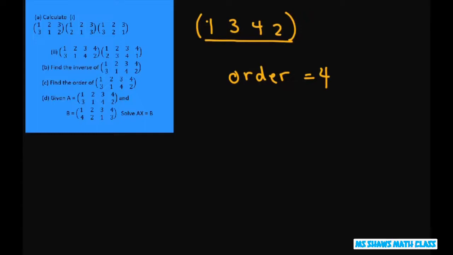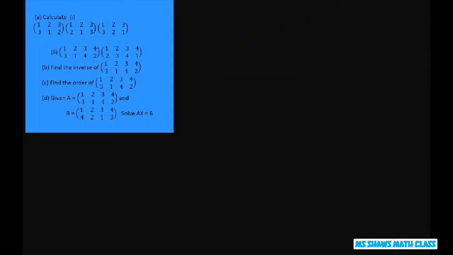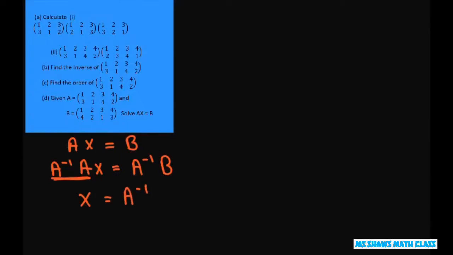All right, and finally, given A and B, solve AX equals B. So basically, AX equals B. To solve for X, we can multiply both sides by the inverse. This gives you your identity, so we don't need that. So you get X equals A inverse B.